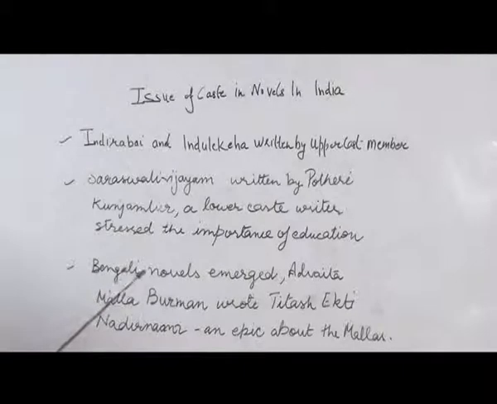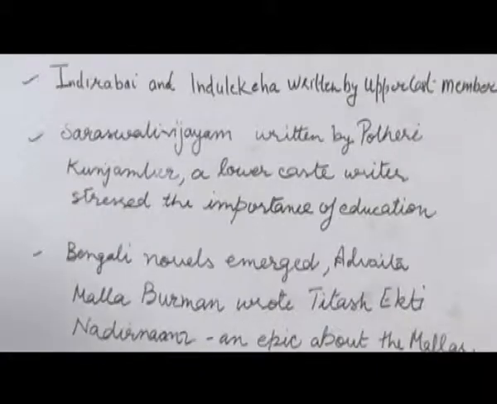A new kind of novel emerged in Bengal from 1920 that depicted the lives of peasants and low castes. Advaita Malla Burman wrote Titash Ekti Nadir Naam in 1956 and discussed the community of the fisher folks, the Mallas, who lived off fishing in the river. Titash was the name of the river.